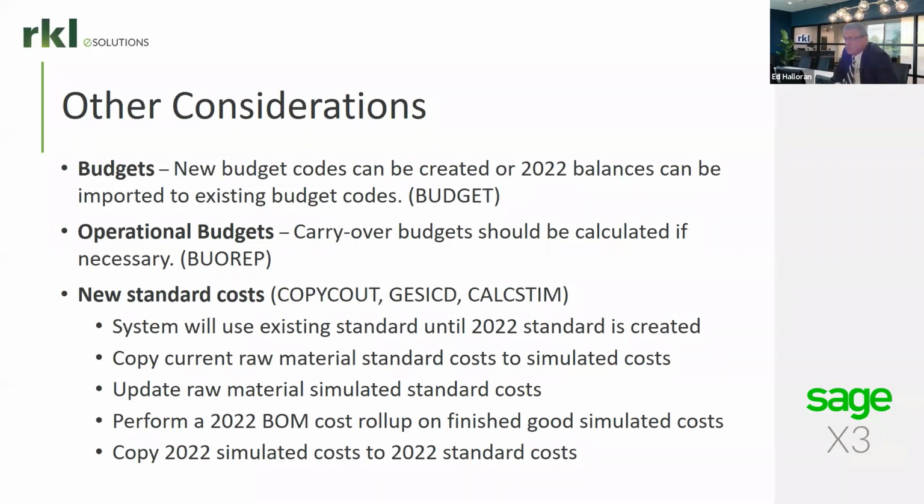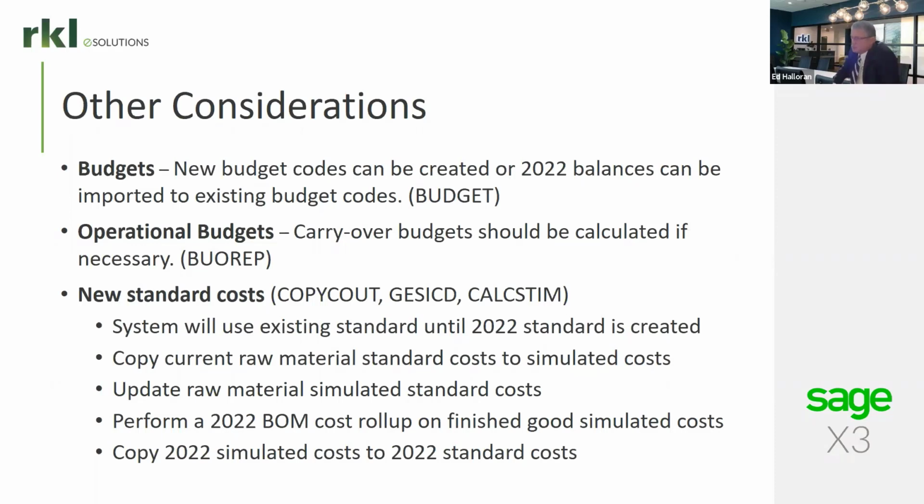You'll copy the current raw material standard cost to simulated costs. Or you can run the process in X3 to copy all the latest purchase costs of raw materials to the simulated costs. You could also dump a spreadsheet out to Excel, change the cost in Excel and import it back in as new raw material simulated costs. So there's different processes you can use to update the raw material costs for 2022.